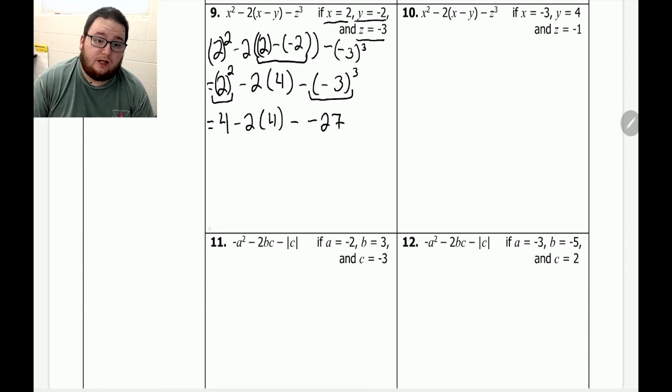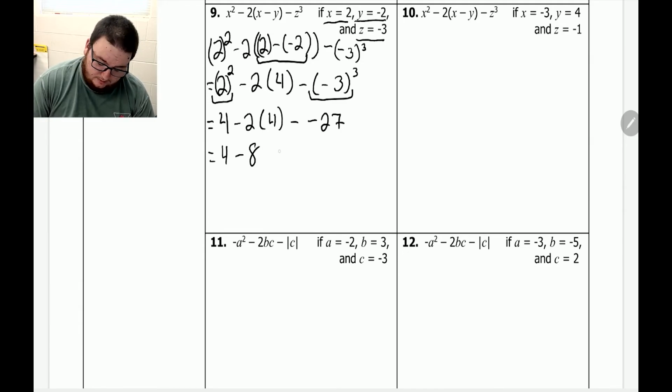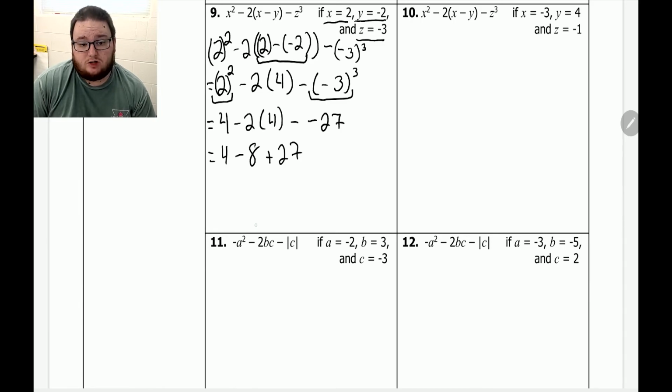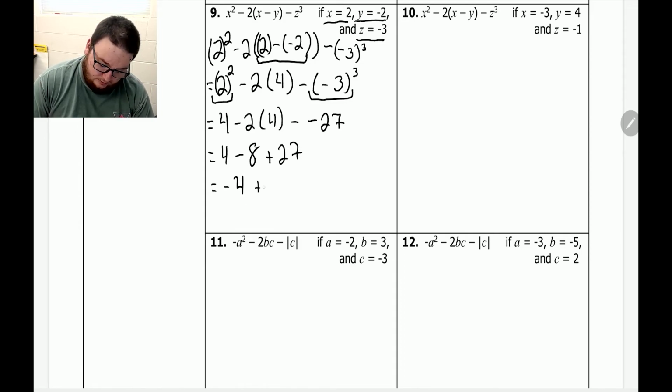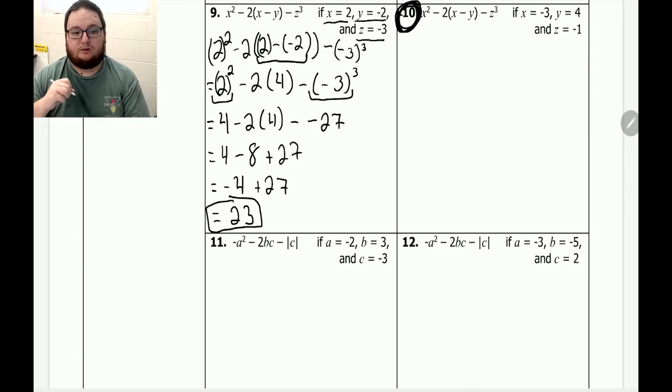Next we're going to do multiplication or division, left to right. So we have 4 minus 2 times 4 is 8. And if we subtract a negative, it's the same thing as adding 27. Finally, we have addition or subtraction, and we're going to work from left to right. So we have 4 minus 8, which is negative 4, plus 27. And negative 4 plus 27 gives us a positive 23, which is our answer for number 9. Again, number 10 is yours to complete on your own.